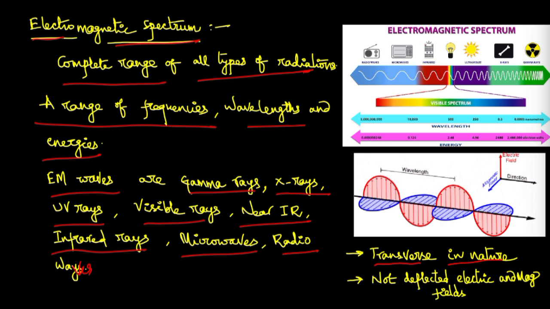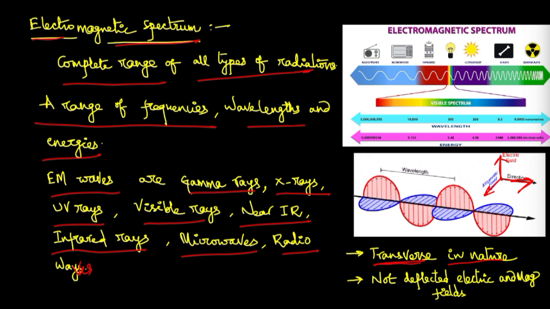Transverse means here electric and magnetic fields are present in the electromagnetic wave, and these two, electric field and magnetic field, will be perpendicular to each other like this, and also perpendicular to the wave propagation. If the wave is propagating like this, then we can say the nature of the wave is transverse. So this is happening in electromagnetic waves.